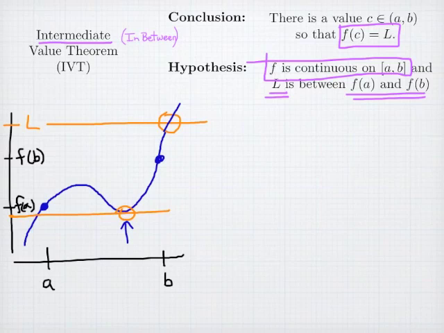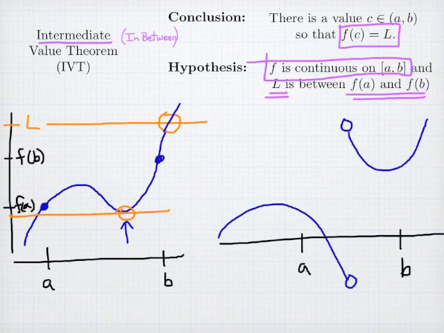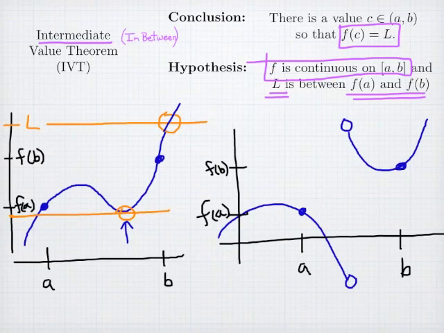So now for a function that's not continuous. Here's a function that's not continuous on the interval from a to b. I have a value for my function at a, and I also have a value for my function at b. And because my function is not continuous, there are some of these values L that do lie between f of a and f of b, but that never cross the function. So in order to guarantee that there's a value c where the function crosses a height L, the function has to be continuous for the intermediate value theorem to work.